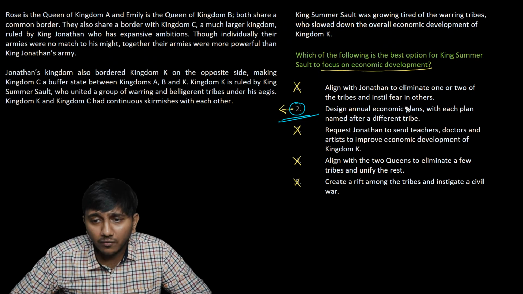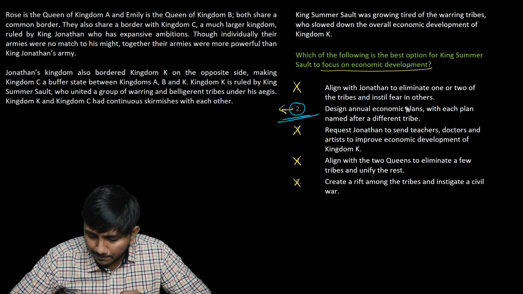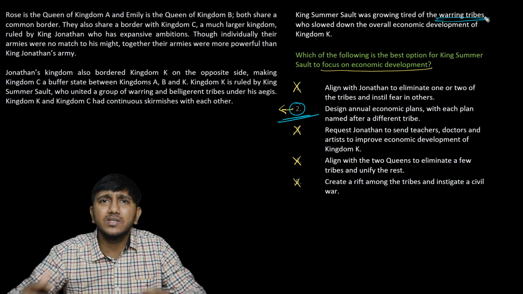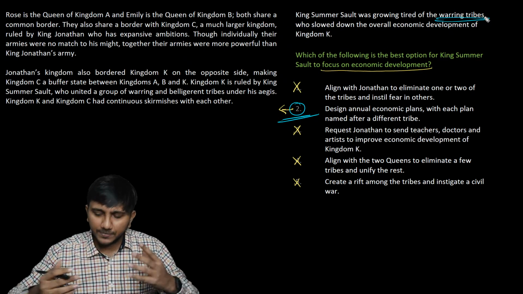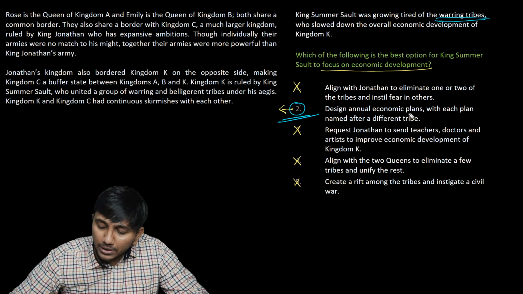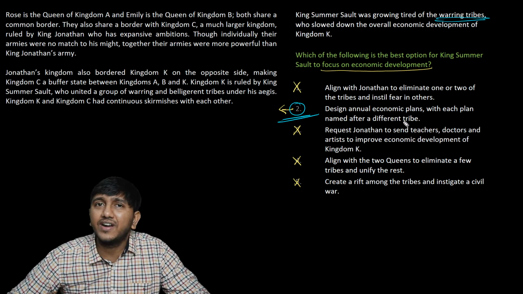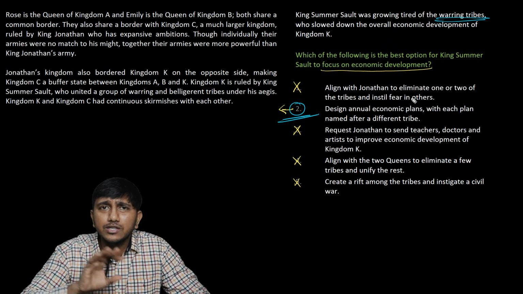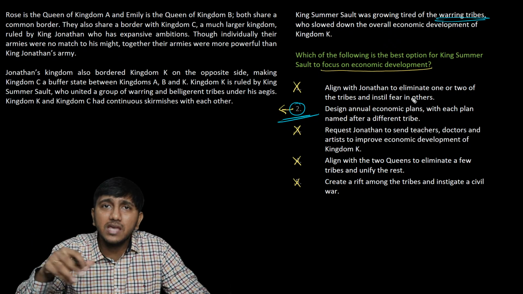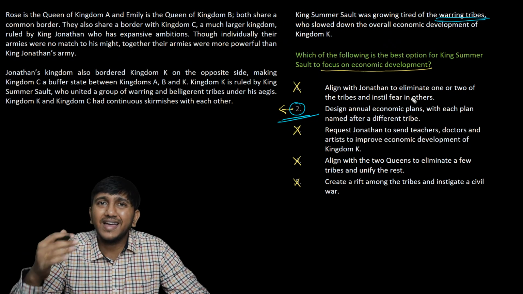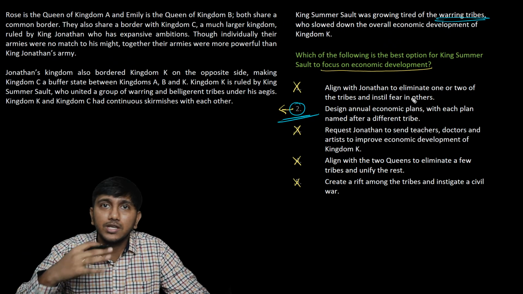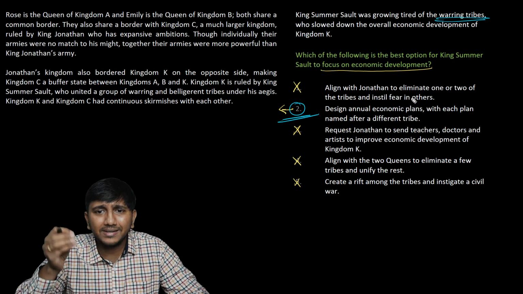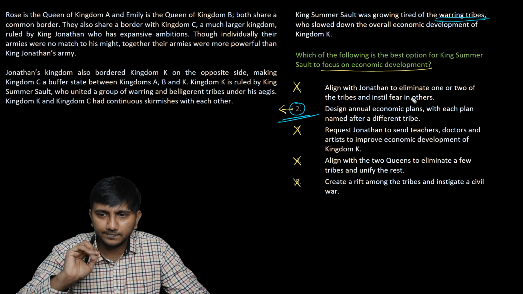Okay, how will the conflict get reduced if they design that plan? So what he is trying to do is, see, they are warring tribes, meaning tribes which fight amongst themselves, right? So he is going to design an annual economic plan with each plan named after a different tribe. So he is going to honor each tribe there. Each of them is given importance in the whole process. So that way they might not put a blockage to his economic plan. So as I said, that's not a great option, but that's the best option we have here.